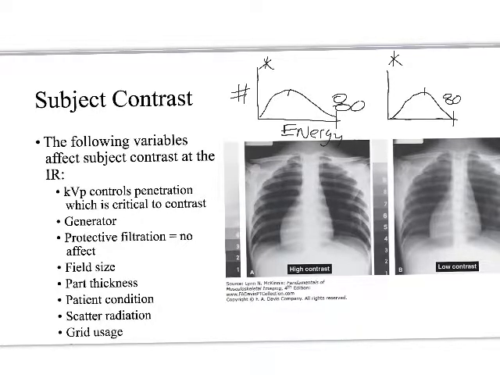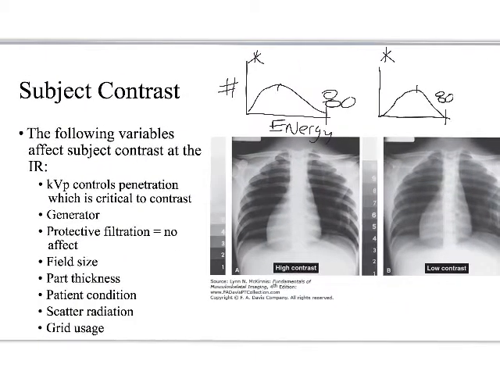And so that difference in those curves would translate to these differences in these images below, right? The generator that produces the higher average energy is going to result in a lower contrast image. All right, protective filtration, again, no effect. If you're wondering where I'm getting these things from, they're both in the textbook and in the ARRT content specs.